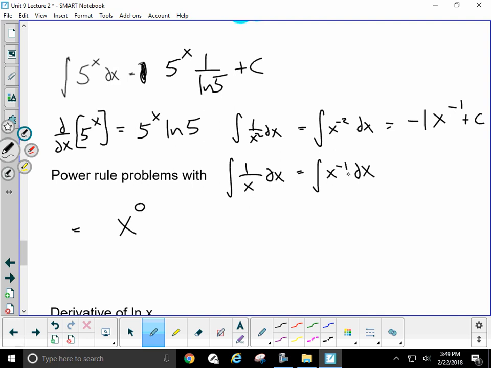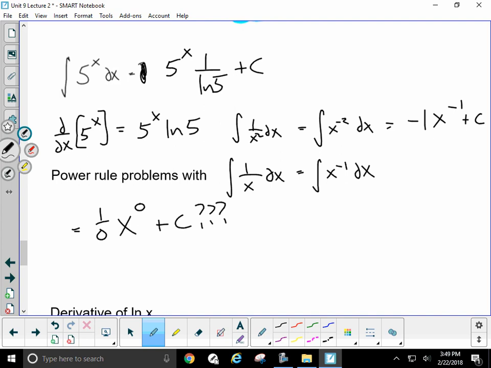Well, so I add 1 and I get x to the 0, and then I multiply by the reciprocal. I guess it's 1 over 0 x to the 0 plus c. So it's like, okay, well, I guess 1 over x doesn't have an antiderivative, or it doesn't exist, or it's 1, or it's 0, I don't know.